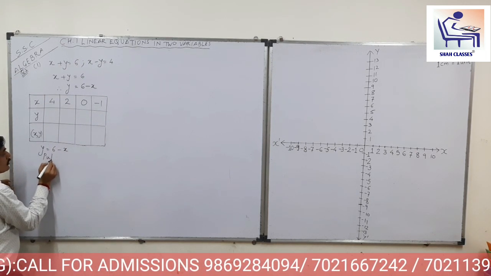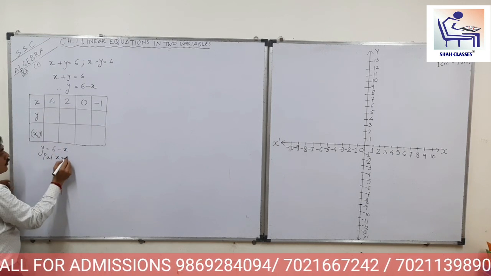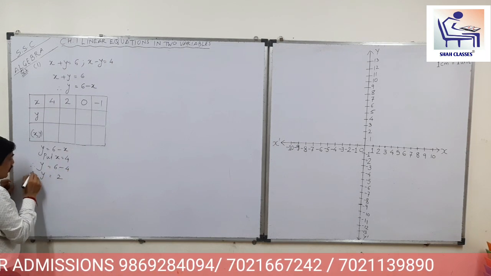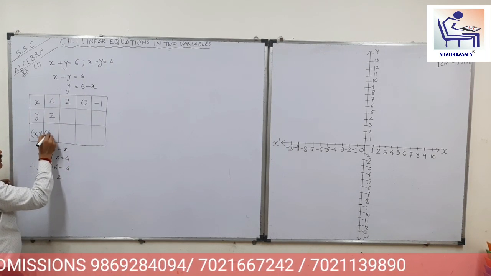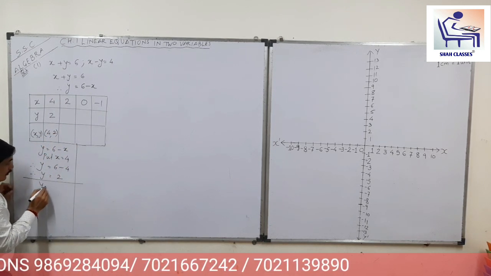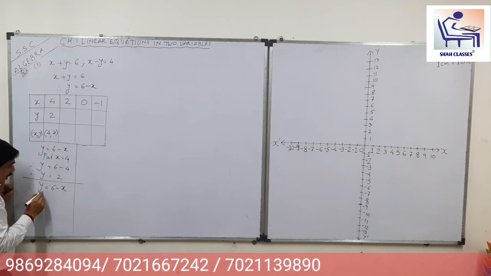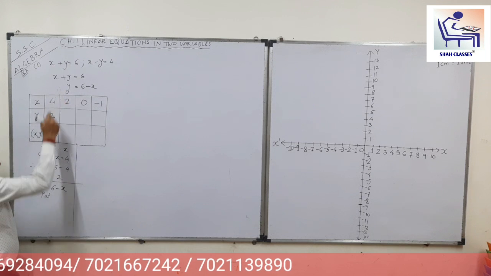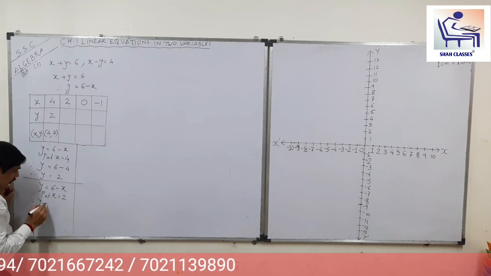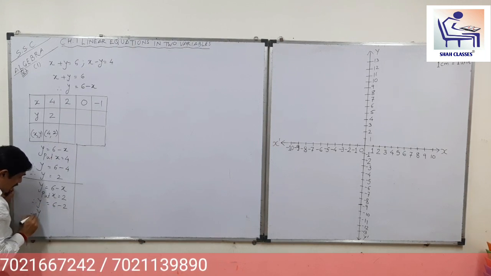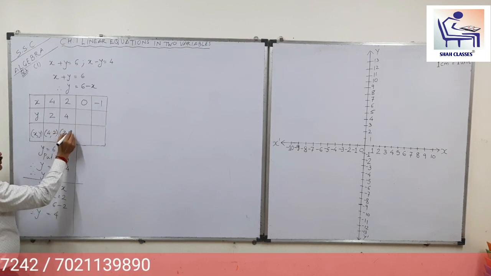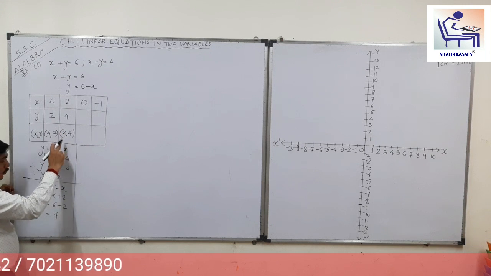Okay, so put x is equal to 4. So y is equal to 6 minus 4. y is equal to 2. So write this value here, 4 and 2. Now the next one, y is equal to 6 minus x, again the same equation. Put x is equal to the second value, 2. So y is equal to 6 minus 2. y is equal to 4. So I got the second coordinate as 2, 4.